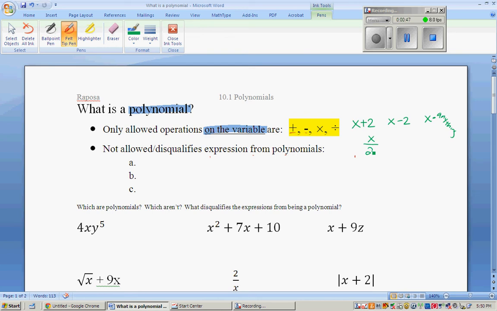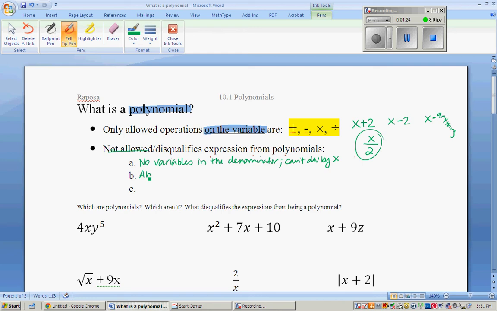So the things that are not allowed, what disqualifies you from being a polynomial, is if you have a variable in the denominator. So no variables in the denominator. You can't divide by x. And I know you might be thinking, but you just said we could divide. No, no, no. You can take an x and you can divide it by anything. You can't do it the opposite. You can't divide by the number x and be a polynomial.